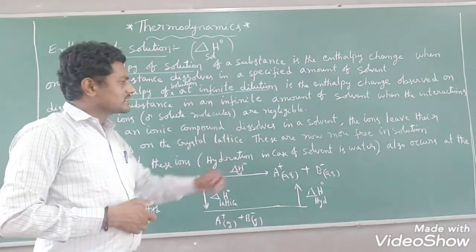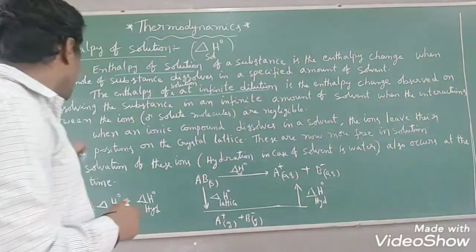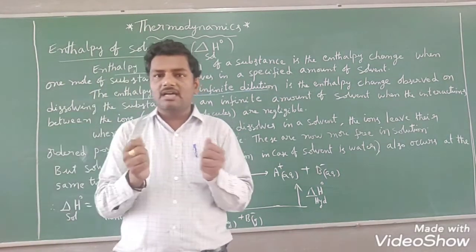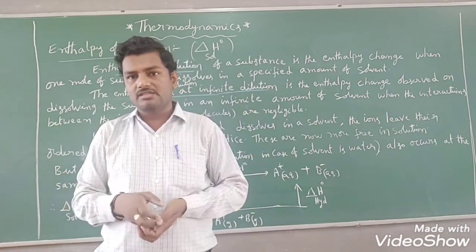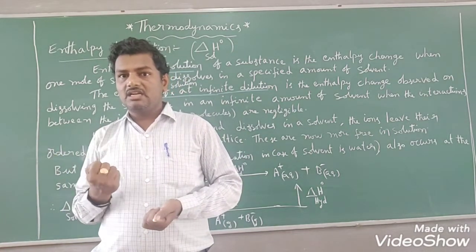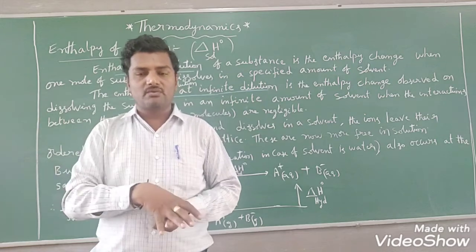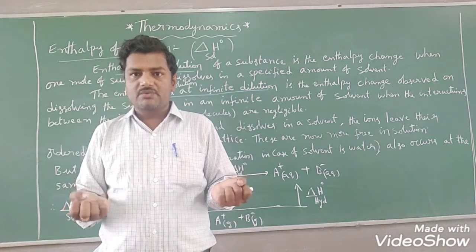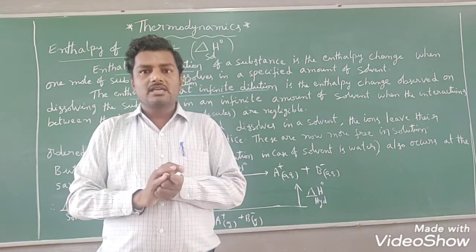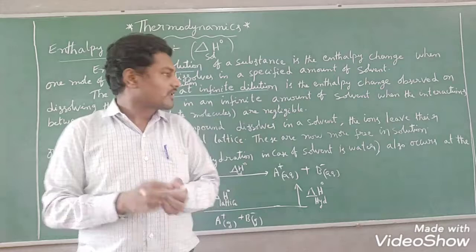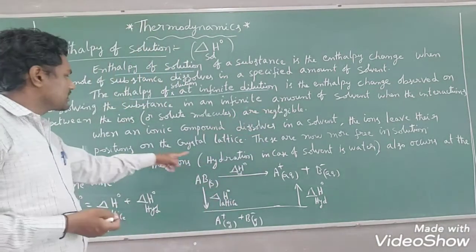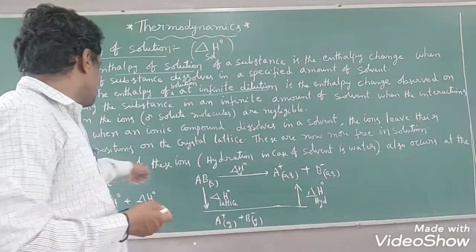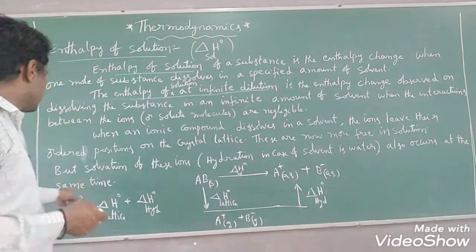When an ionic compound dissolves in a solvent, the ions leave their ordered positions of the crystal lattice. In a crystal lattice, how are the ions arranged? The ions are fixed rigidly in their positions. Suppose you have dissolved an ionic crystal, NaCl, in water. Initially NaCl is solid, so the ions are fixed rigidly in their positions. Whenever you add it to water, the ions leave their ordered positions in the crystal lattice. Now these are free in motion in the solution. But solvation of these ions also occurs at the same time.